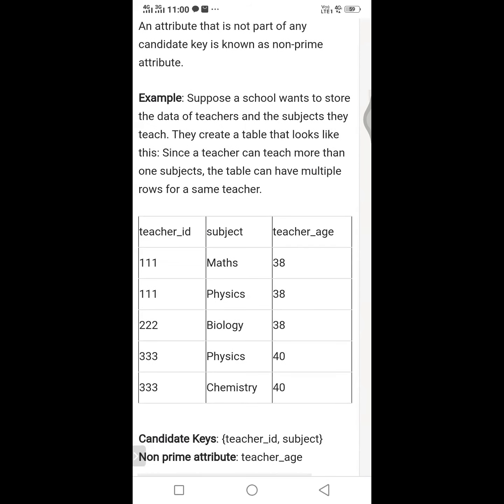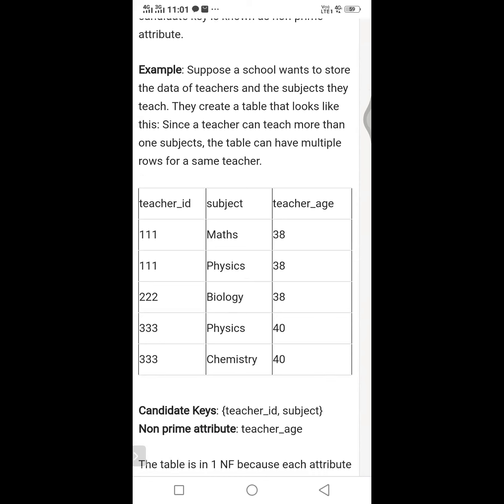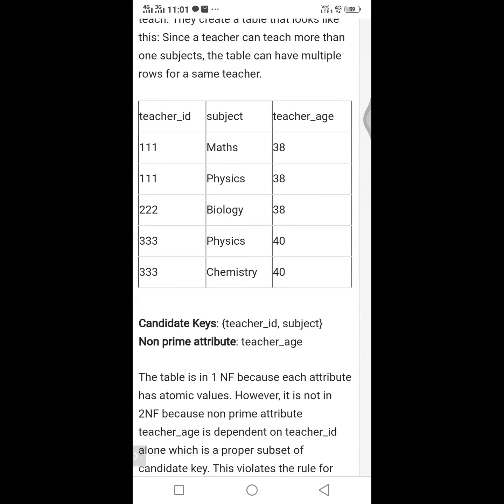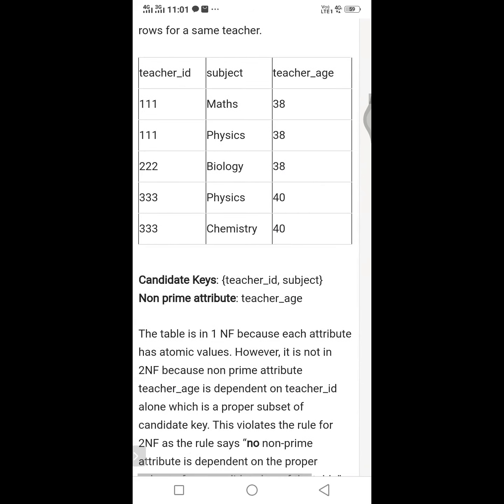Suppose a school wants to store the data of teachers and subjects. They create a table that looks like this. Since a teacher can teach more than one subject, one teacher can handle more than one subject. For example, I'm handling the subject DBMS, and at the same time maybe I'm handling operating systems or Unix or some other subject, or AI. So the table is like this: teacher ID, subject, and teacher age. Teacher ID is 111, he is teaching maths, and his age is 38. The same person teaches another subject, physics, and the age and ID are not different. Am I right or not?